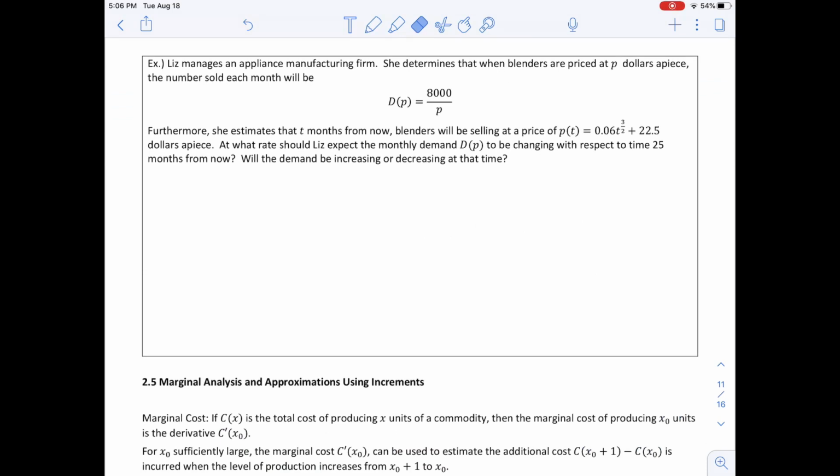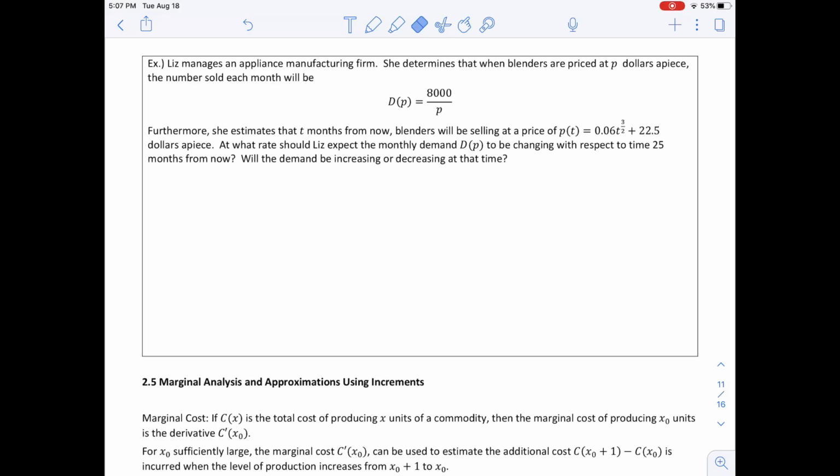The next example says, Liz manages an appliance manufacturing firm. She determines that when blenders are priced at P dollars a piece, the number sold each month will be D of P equals 8,000 divided by P. Furthermore, she estimates that t months from now, blenders will be selling at a price of P of t equals 0.06 t to the 3/2 plus $22.5 a piece. At what rate should Liz expect the monthly demand to be changing with respect to time 25 months from now? Will the demand be increasing or decreasing at this time?